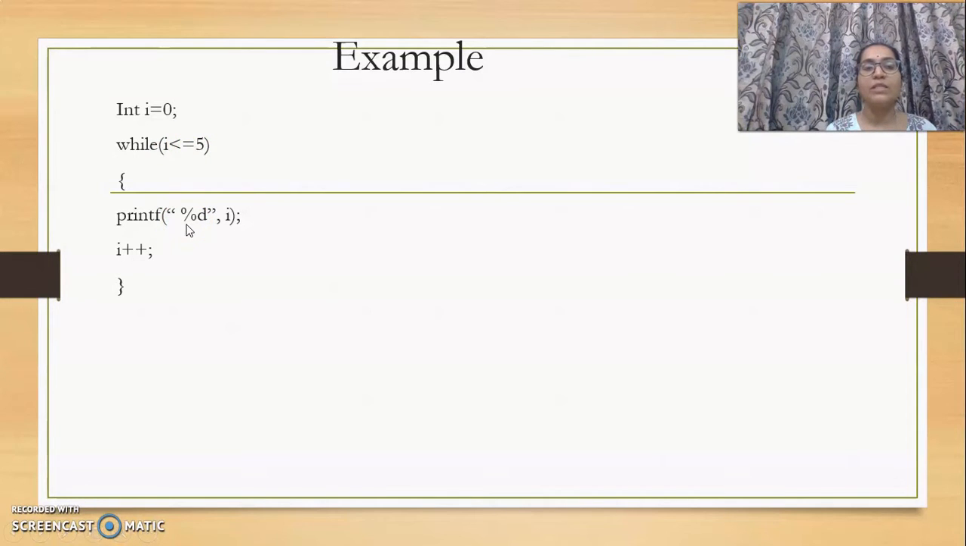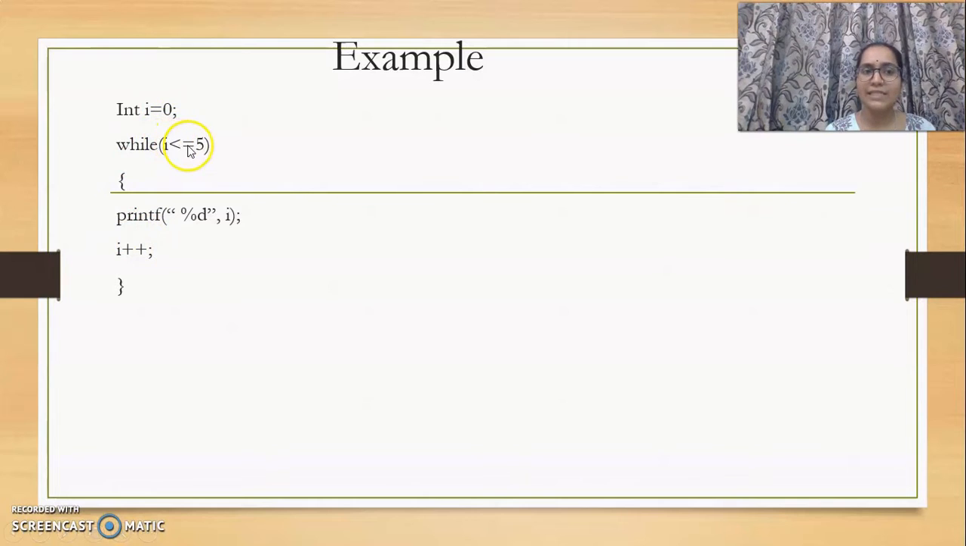It will print I, which is 1, and increment I, so I becomes 2. 2 is less than or equal to 5, true. I will be printed as 2, and I becomes 3. Is 3 less than or equal to 5? Yes. Print the 3 and increment I to 4. 4 is less than or equal to 5, true. Print the 4 and increment I, so I becomes 5 now.